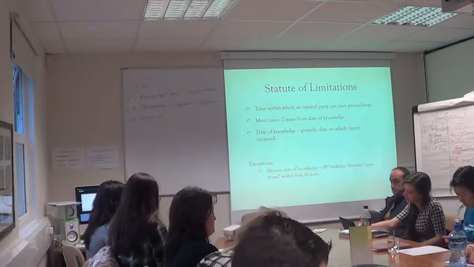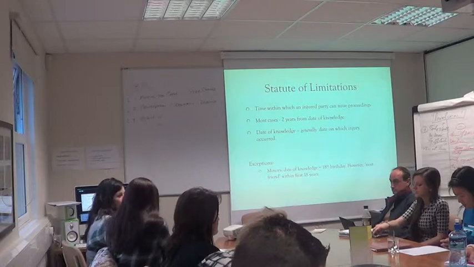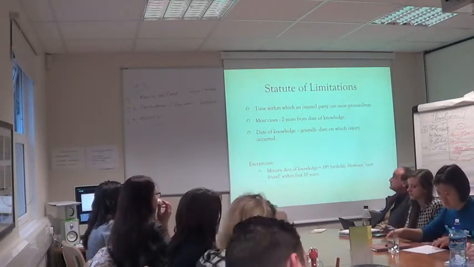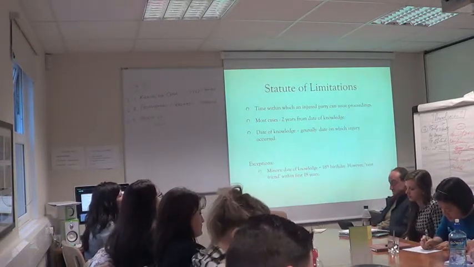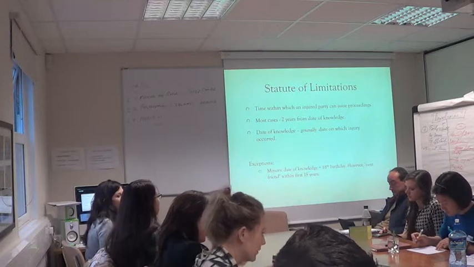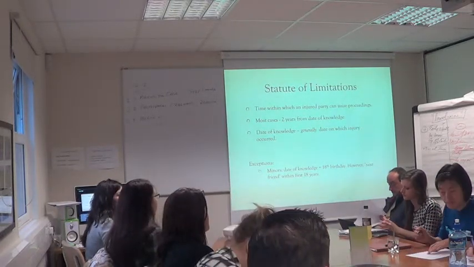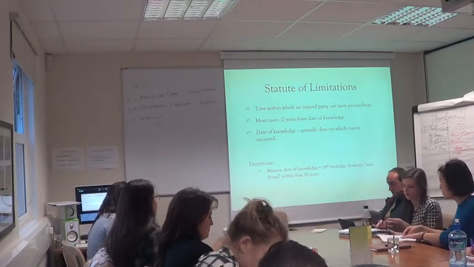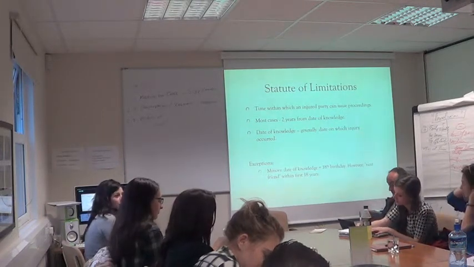So the first thing I want to talk about, and it's something very practical that you have to be aware of with any client that comes in and has a personal injuries type of action, is the statute of limitations, okay? Basically this is the time within which an injured party can issue proceedings. With most personal injuries actions, it's going to be 2 years from the date of knowledge, right?